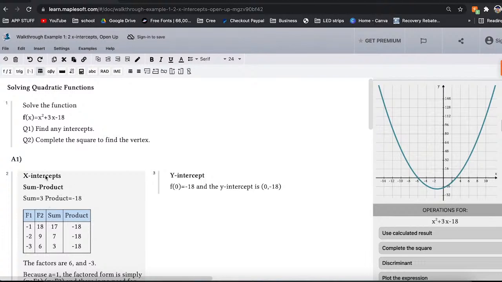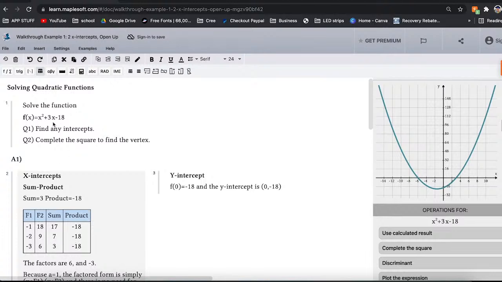So right here we have x-intercepts. What we want to do is take this constant number out here and find the two factors whose sum adds up to this number, and their product is -18, which is this constant term out here. Okay, so as you can see, one factor pair for -18 is -1 and 18. The other factors are -2 and 9 that we can try out. If we add these two numbers up, we get a sum of 7, and the product is -18 again.